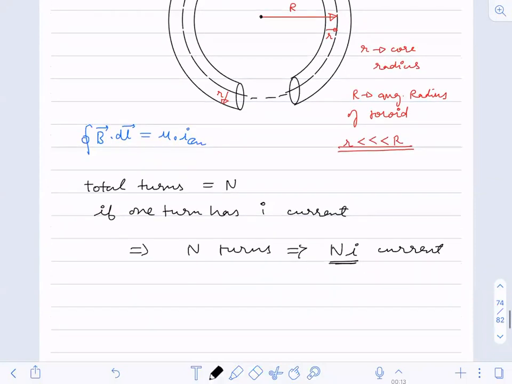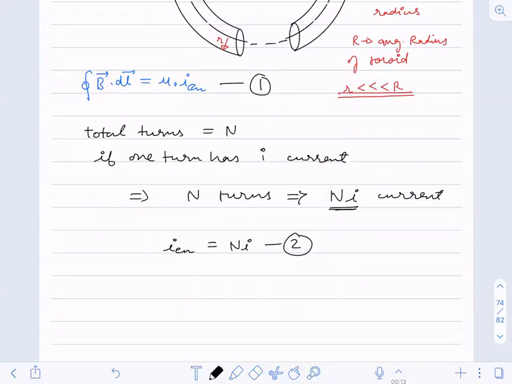So the total amount of current enclosed is N into I, capital N into I. Now I can substitute this enclosed current value in the equation 1. Equation 1 is this, and this is equation 2, suppose. So I can substitute equation 2 in equation 1. I can take B outside, and integrate dl. Then we will have mu naught N into I.